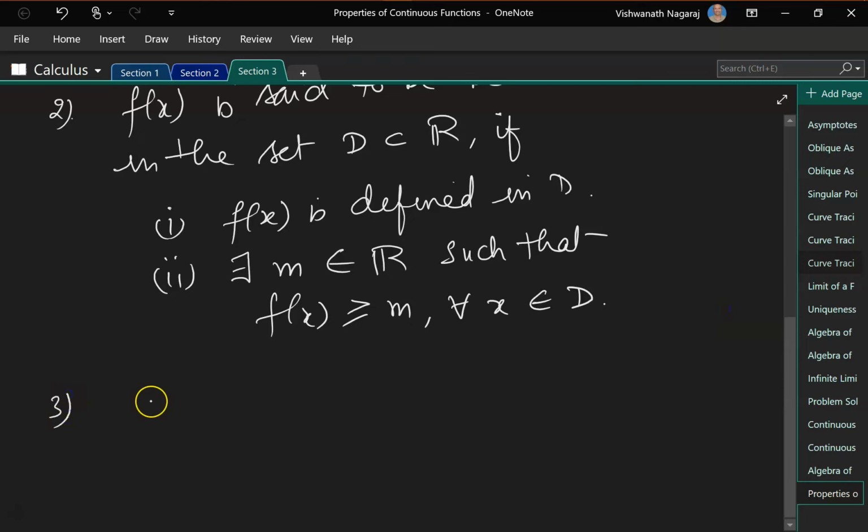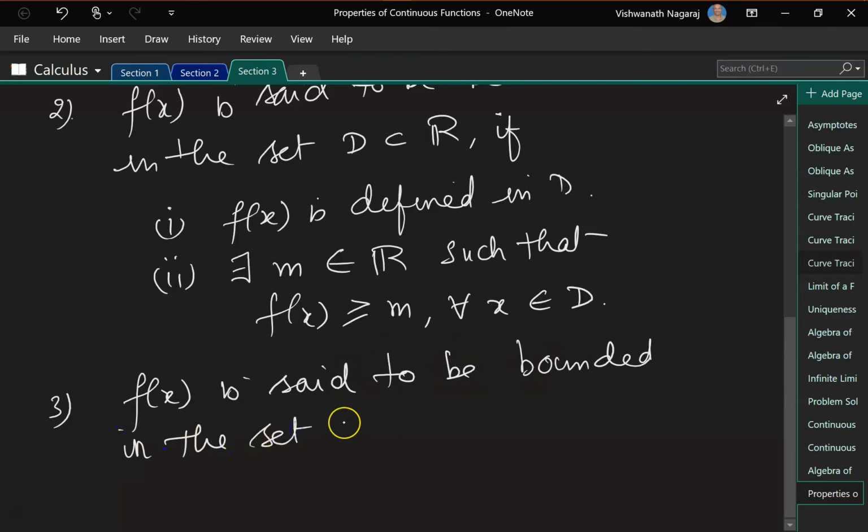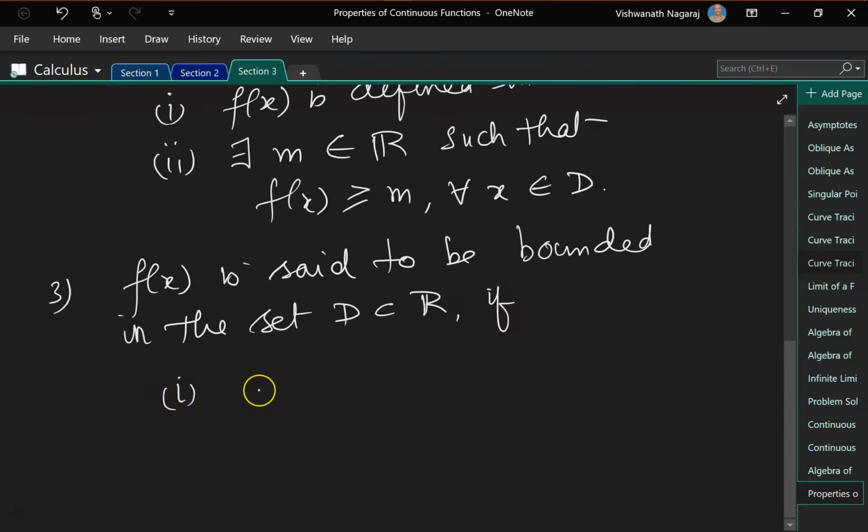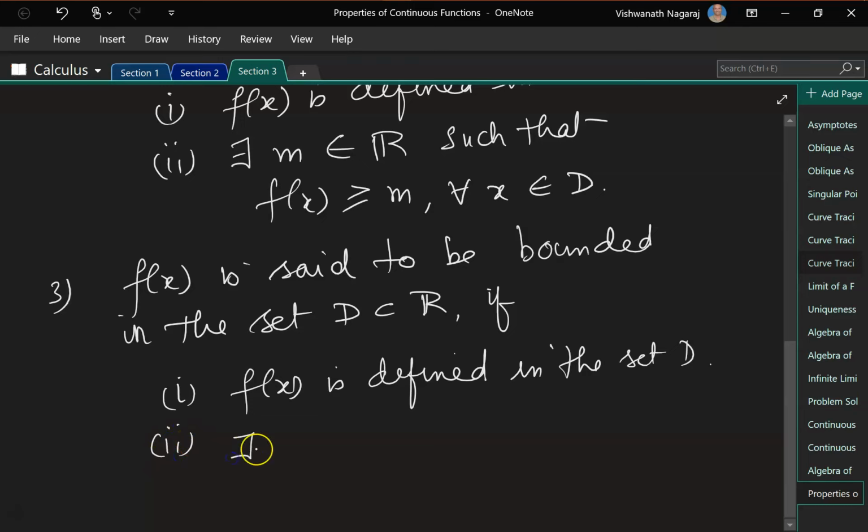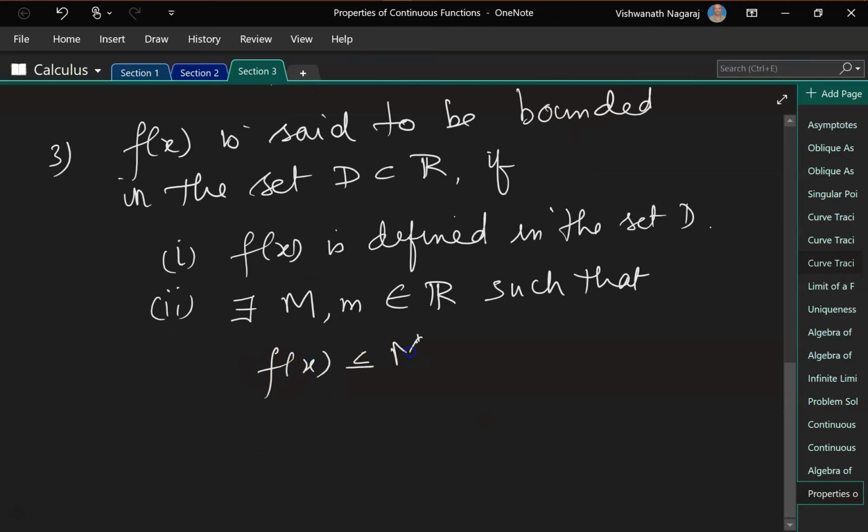Now, naturally, if we combine the above two, we can say f(x) is said to be bounded in the set D, a proper subset of real numbers, if these two conditions are satisfied. f(x) is defined in the set D, and second, there exist two numbers, capital M and m, both belonging to the set of real numbers, such that f(x) is always less than or equal to capital M and f(x) is always greater than or equal to m for all x belonging to D.